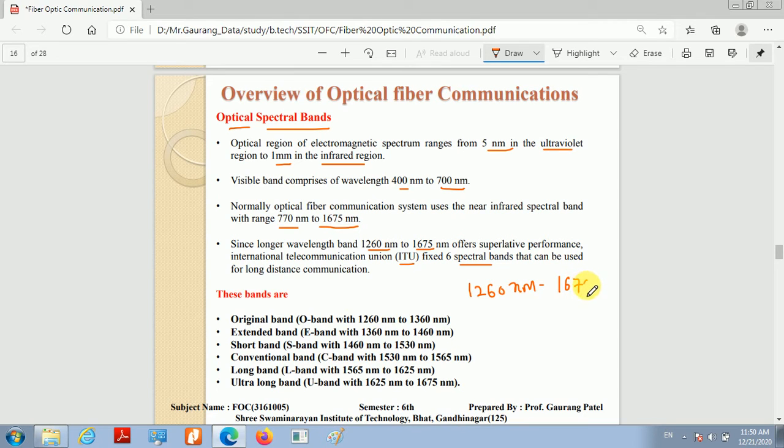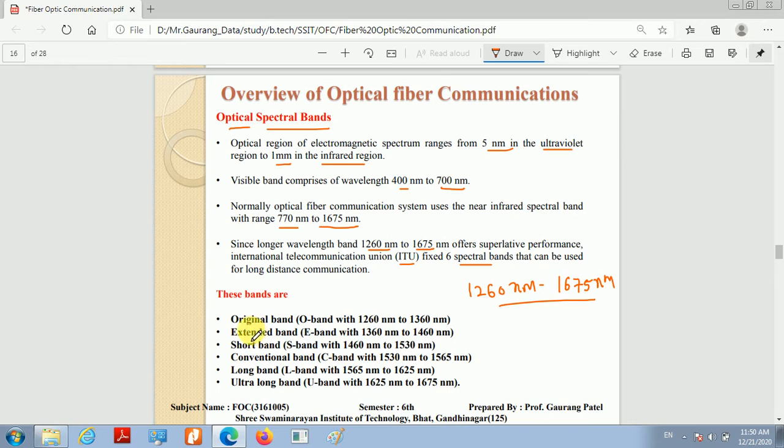This wavelength range basically offers superlative performance. Hence, ITU has fixed 6 spectral bands in this range, which are known as optical spectral bands. These optical spectral bands are classified as follows.